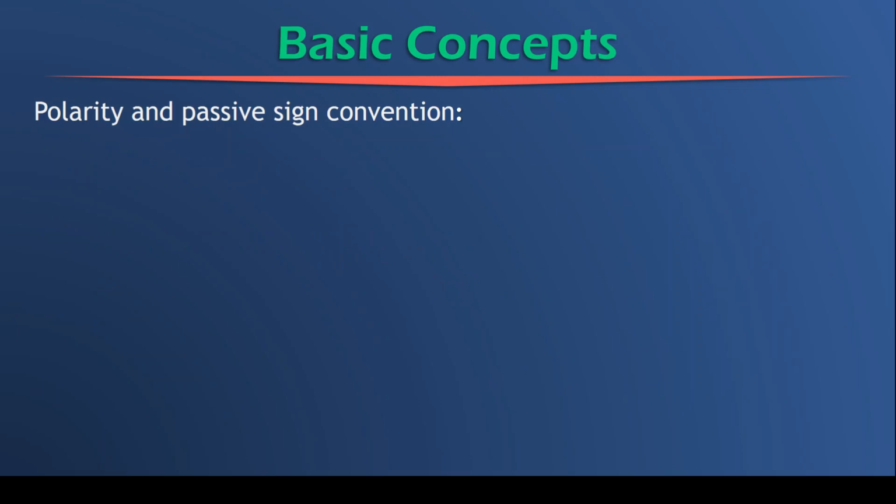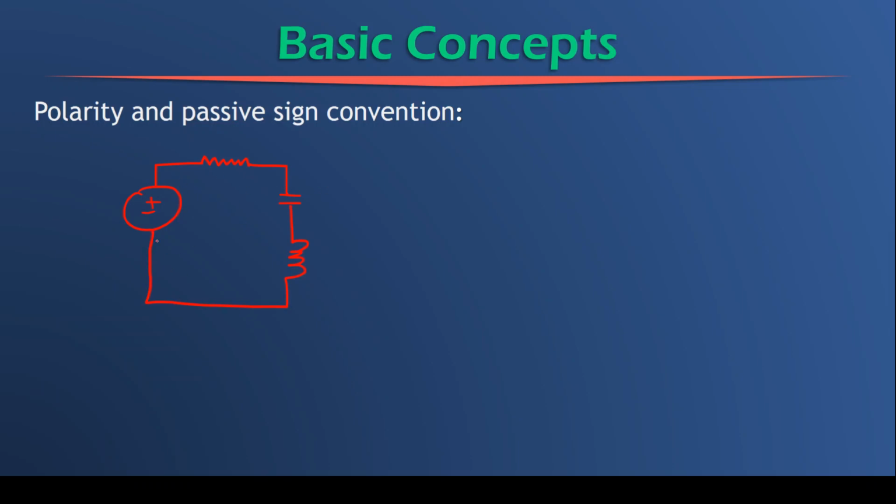The next section we're going to look at is polarity and passive sign convention. This is extremely important as it will denote the polarity of elements that you're going to be using, as well as the direction of current that will be flowing in any circuit. So let's take a look at a circuit. This consists of a voltage source. Let's put a capacitor, and let's put an inductor.